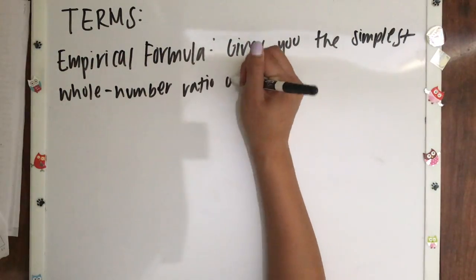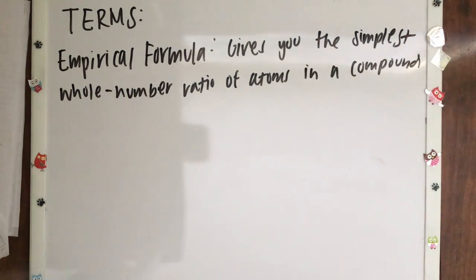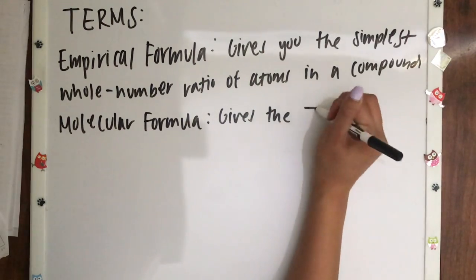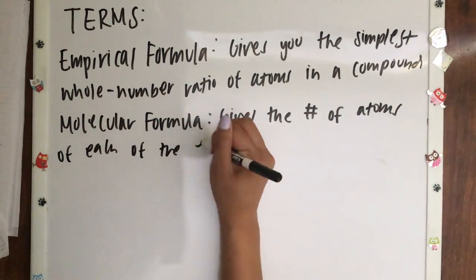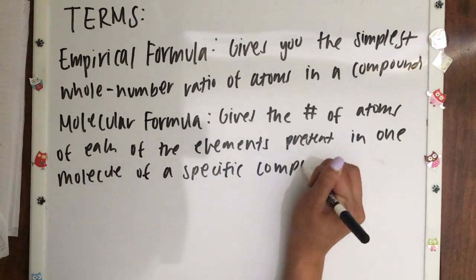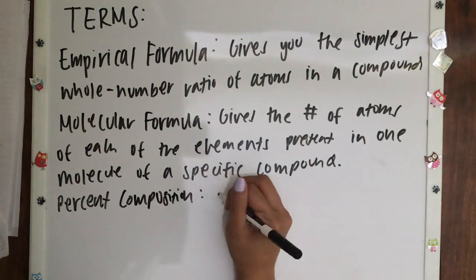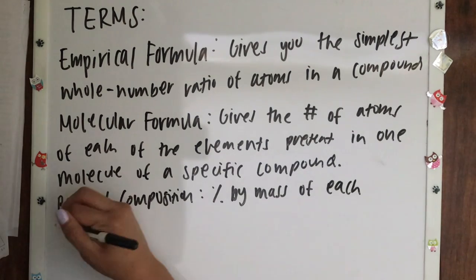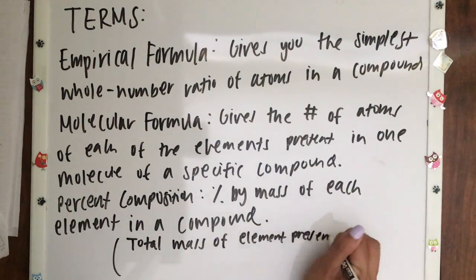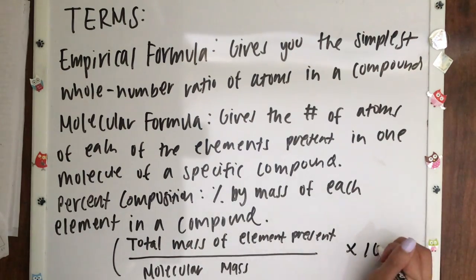The empirical formula gives you the simplest whole number ratio of atoms in a compound. The molecular formula gives the number of atoms of each of the elements present in one molecule of a specific compound. Percent composition is the percentage by mass of each element in a compound. The formula for percent composition is the total mass of elements present over molecular mass times 100.